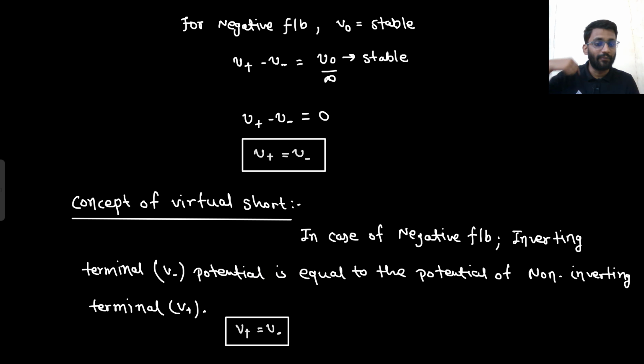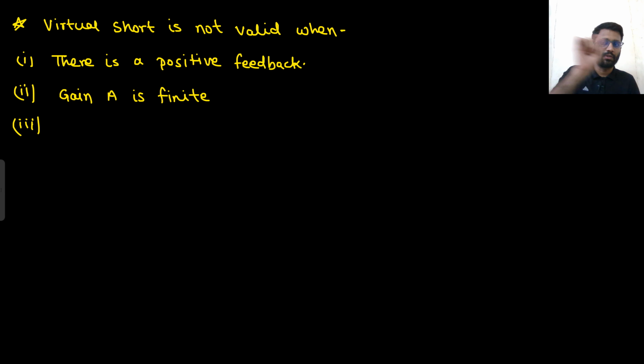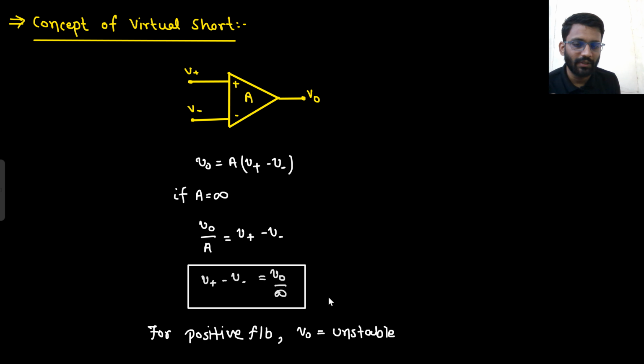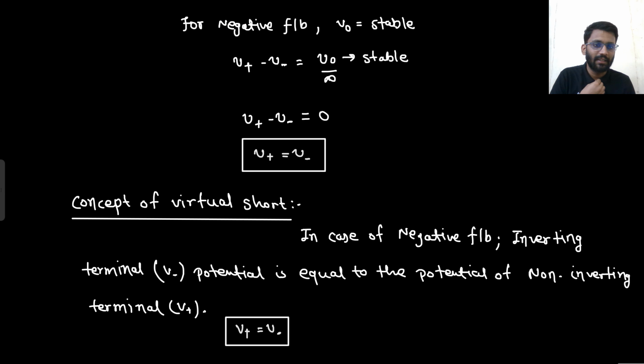So let's check when the virtual short is not applicable, when the virtual short is not valid. First, when there is a positive feedback, V naught is unstable. So you cannot comment on this value. You cannot say V positive is equal to V negative because V naught is unstable. But in case of negative feedback, it is applicable.